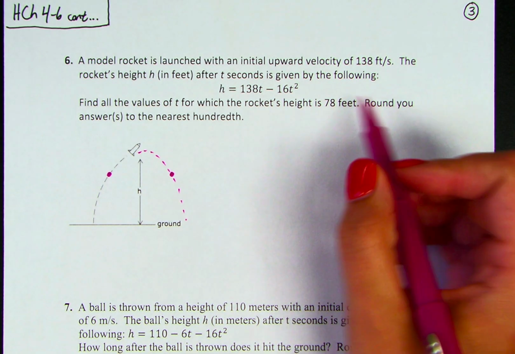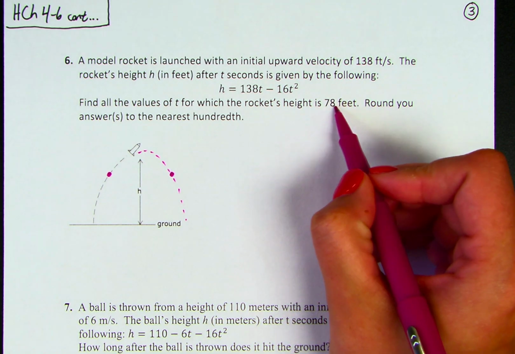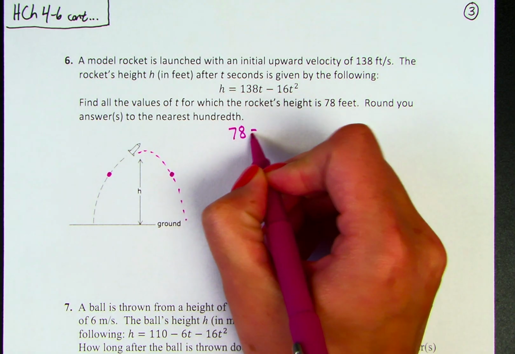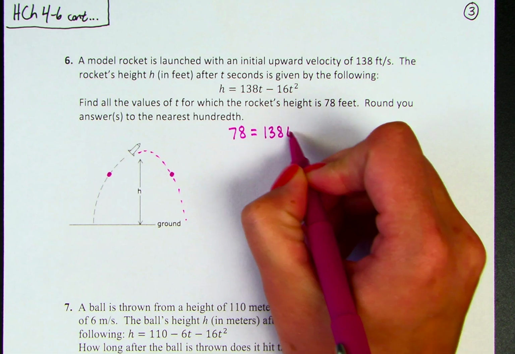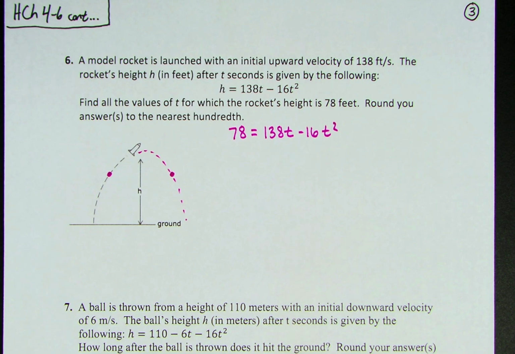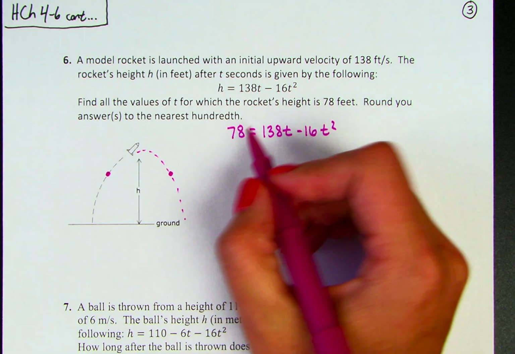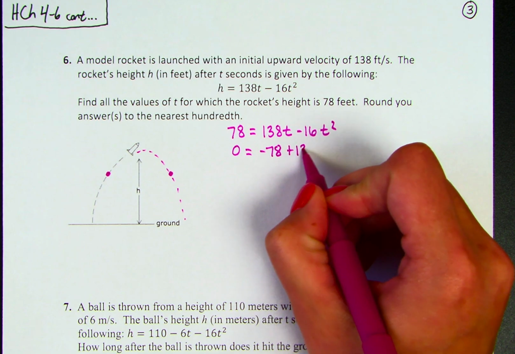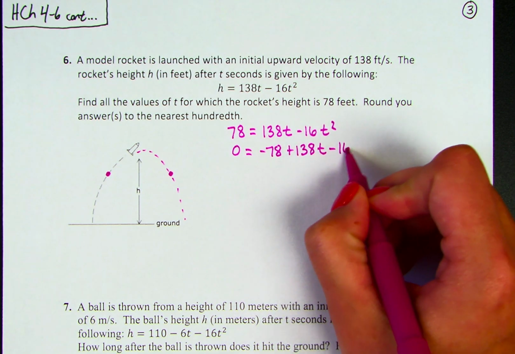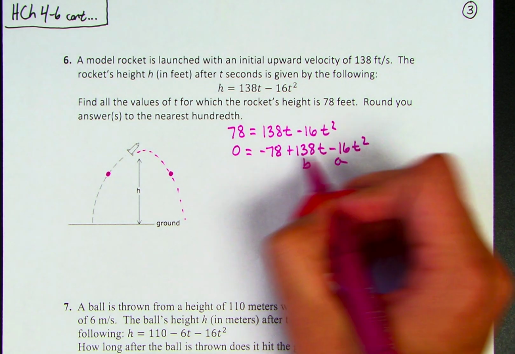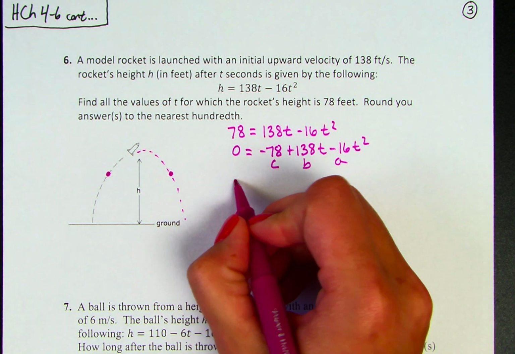So since I know the height is 78 feet, I'm plugging that into the h in the given equation. So we will have 78 equals 138t minus 16t squared. And then we are just using the quadratic formula to solve that. So I need to start by subtracting that over. So 0 equals negative 78 plus 138t minus 16t squared. So negative 16 is A, 138 is B, and negative 78 is C.